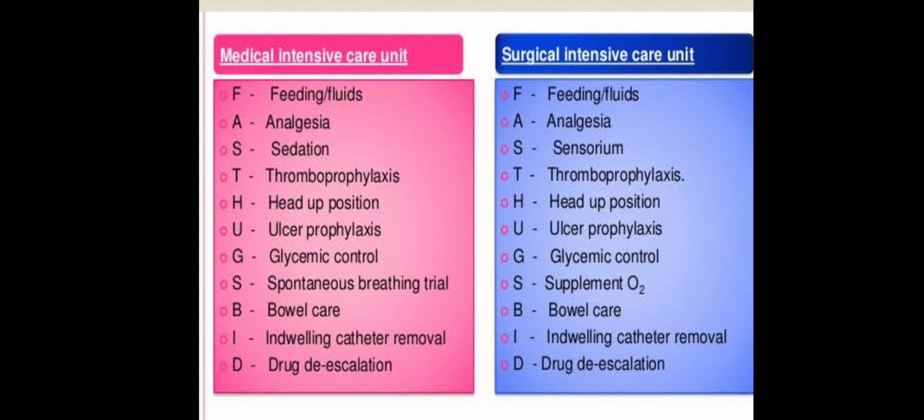What is FAST HUG? During our fast rounds in the ICU, this is what we do, right? FAST HUG. What is that? When we see a patient, always think about feeding, fluids, analgesia, sedation, thromboprophylaxis, head up position, ulcer prophylaxis, glycemic control, spontaneous breathing trial or supplemental O2, bowel care, indwelling catheters, whether we should remove them or not, and drug de-escalation, or just see the drug chart. Okay, so this is called FAST HUG, and make sure you do this for each and every patient you see in ICU.